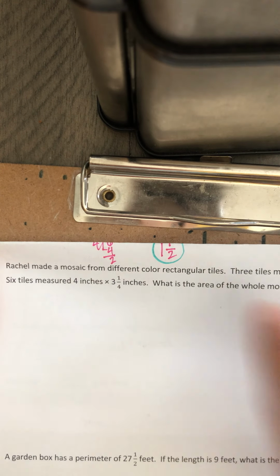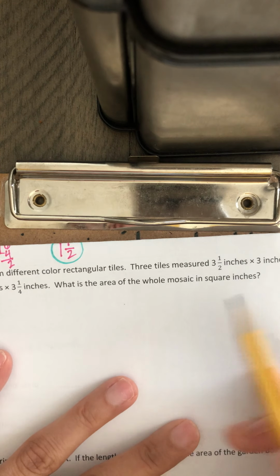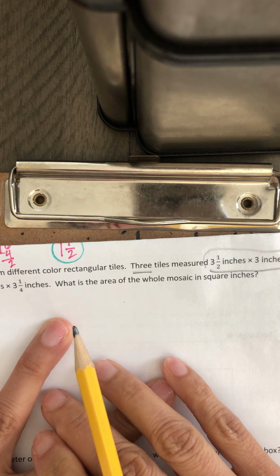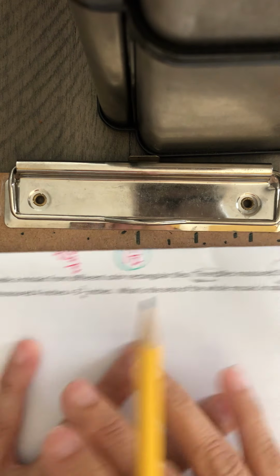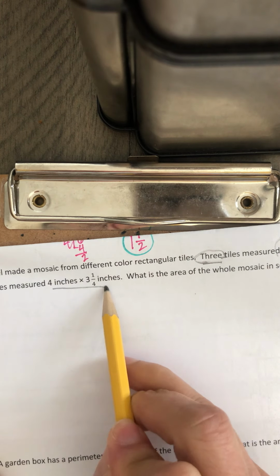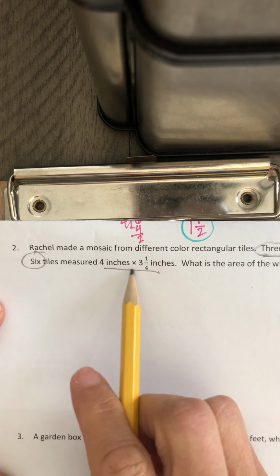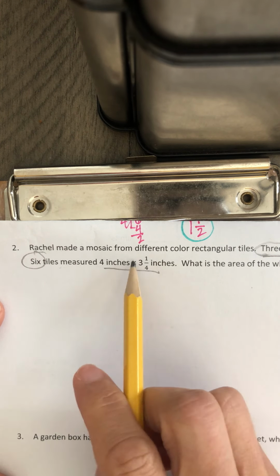Okay, so it says 3 tiles measured at what? It says 3 tiles measured at 3.5 inches by 3.5 inches, right? So we know that 3 of them are this. We know that 6 of them are this. Okay, 6 tiles measured 4 inches by 3 1/4. So we need to find the area of this first, right? The tiles that measure this, and then the tiles that measure this.